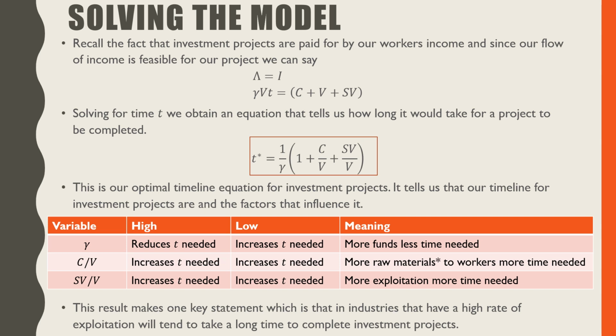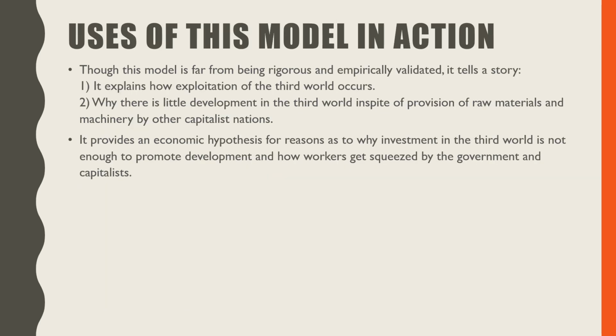This result makes one key statement, which is that industries that have high rates of exploitation will tend to have a long time to complete their investment projects. So though this model is far from being rigorous and empirically valid, it tells a story. One, it explains how exploitation in the third world occurs, and two, it explains why there is little development in the third world in spite of provision of raw materials and machinery by other capitalist nations.